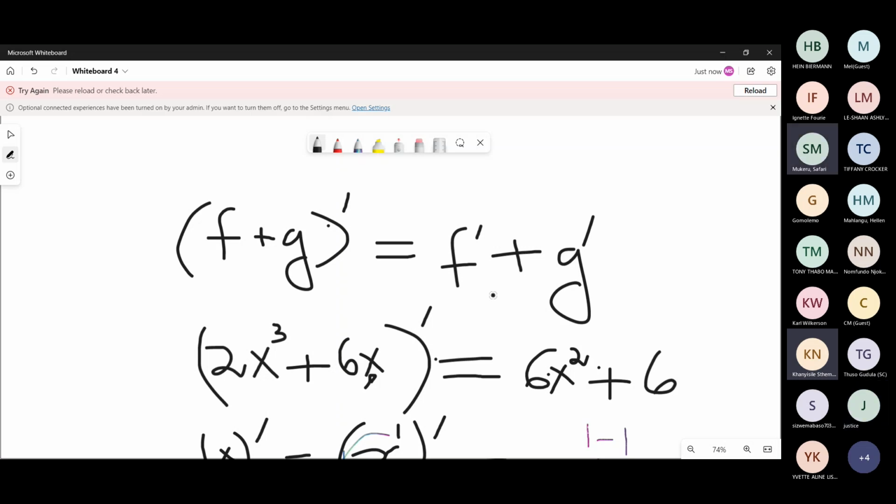Okay, good. So you see the derivative of a sum of two functions, f plus g, is equal to the derivative of f plus the derivative of g. That is what the rule says. Basically, it's f prime plus g prime, right? Yes. Okay. Now, let me take another example.